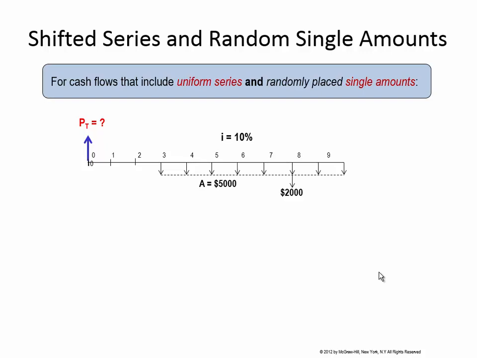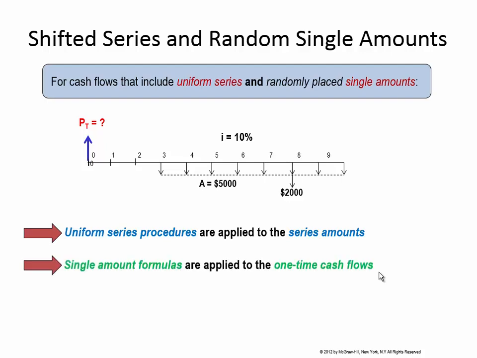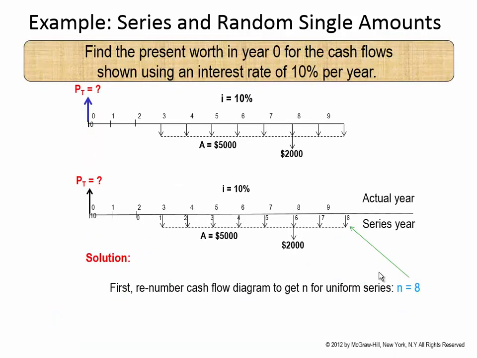So let's just look at the procedure we'd use to bring all of this money to year 0. We separate the two components. We separate the single F value and the A, and so you apply the uniform series procedure to the series, single amount formulas to the one-time cash flow, and then combine them together at year 0. So here's the illustration. What we do is you can see it's renumbering below the axis there. And that renumbering is sort of like we're going to treat year 2 as though it's year 0.